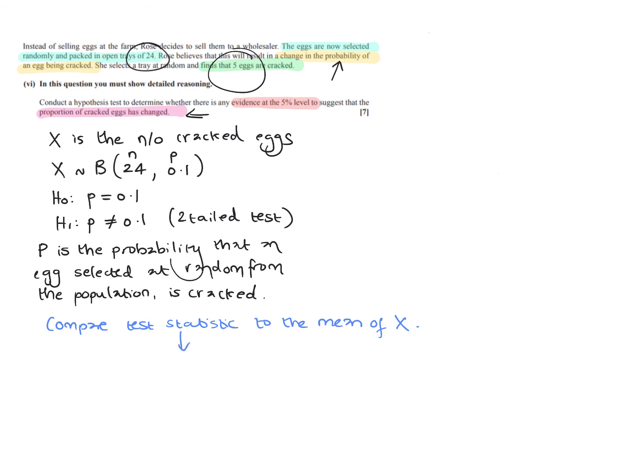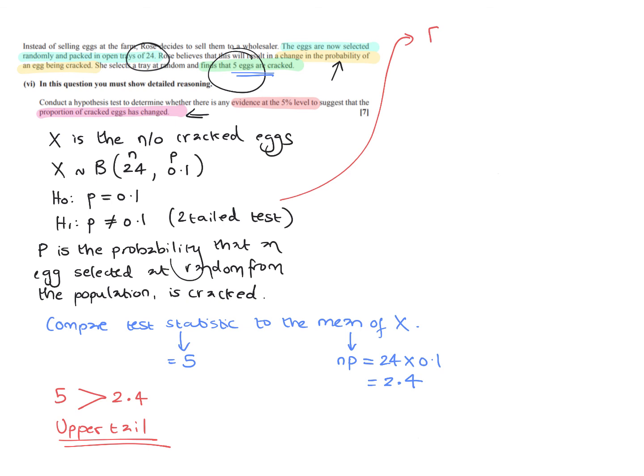So the test statistic is equal to 5 because 5 eggs were cracked in the sample. Now the mean of x is np, which is equal to 24 multiplied by 0.1, which is 2.4. Now, how do the two values compare? Well, 5 is obviously greater than 2.4, which tells us that we need to investigate the upper tail of the distribution. So it's a two-tailed test, but we need to focus on the upper tail when we do our probability calculation.